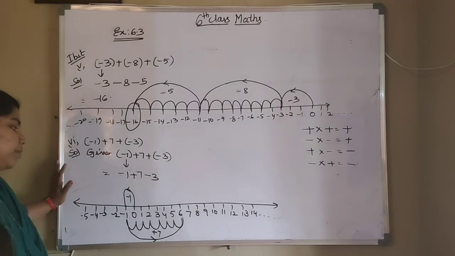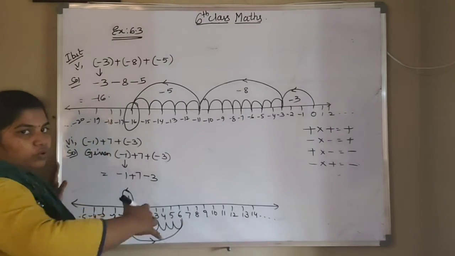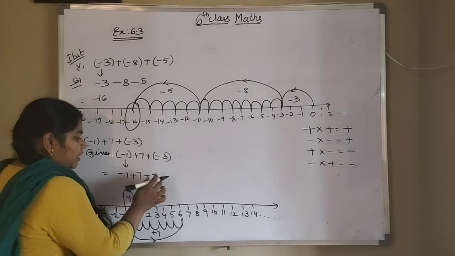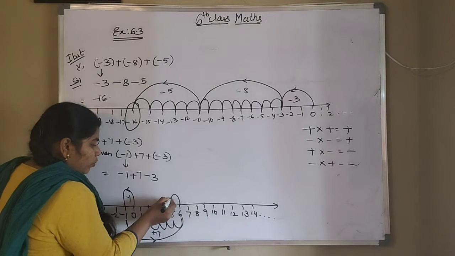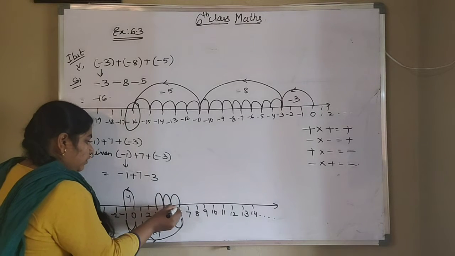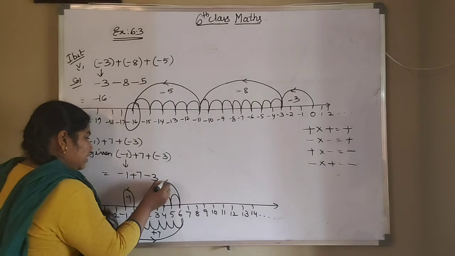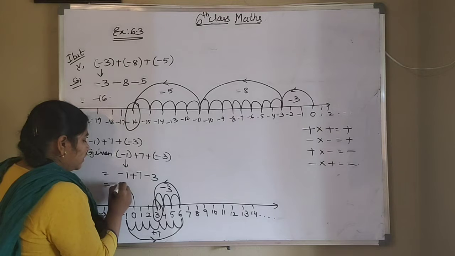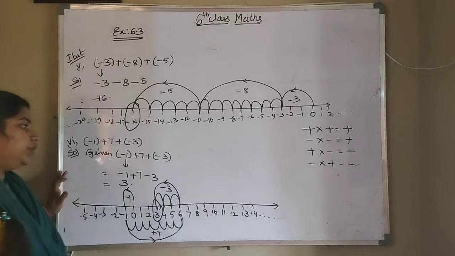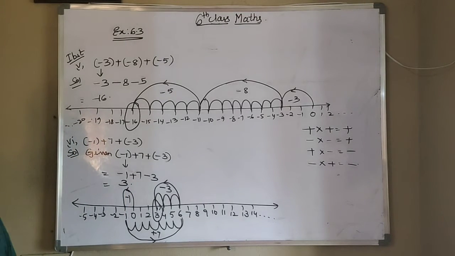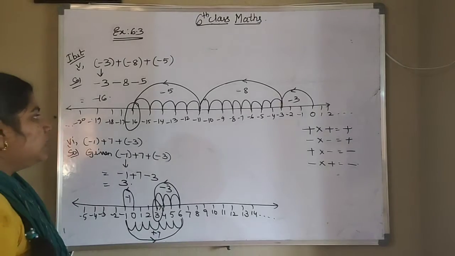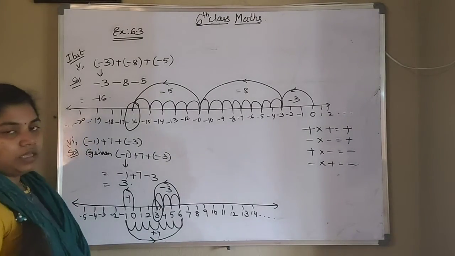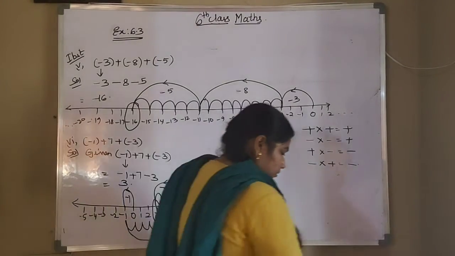And -3. -3 means again you have to move to the left side. How many times? 3 times. So from 6, 1, 2, 3. So how much did you get? 3. So if you solve this, what is the value? 3 you got. So these are the first two problems that I gave you as homework. I hope you did them correctly. So next bit we will start.